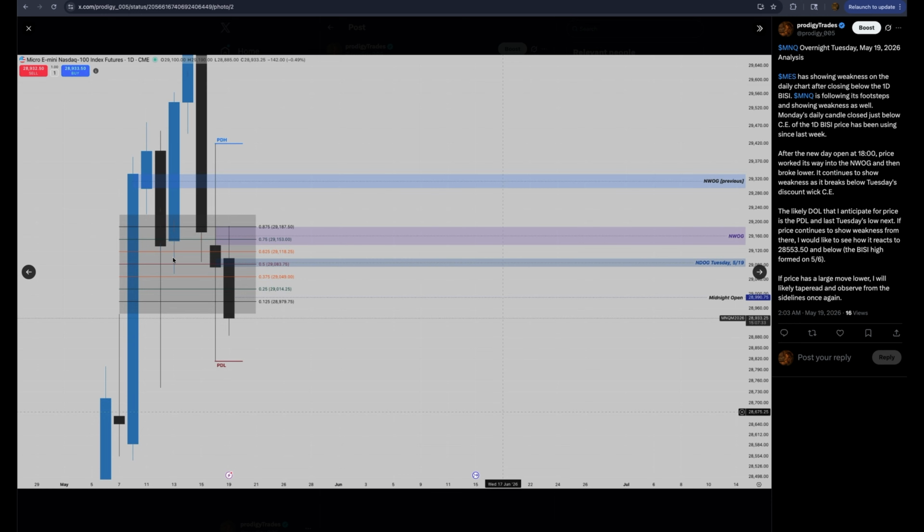And I was also looking at last Tuesday's candle here, the discount wick, which is this wick, and the consequent encroachment of that wick, which I have annotated on the next slide, but it's right around here. So keep that in mind as we go to the next slide.